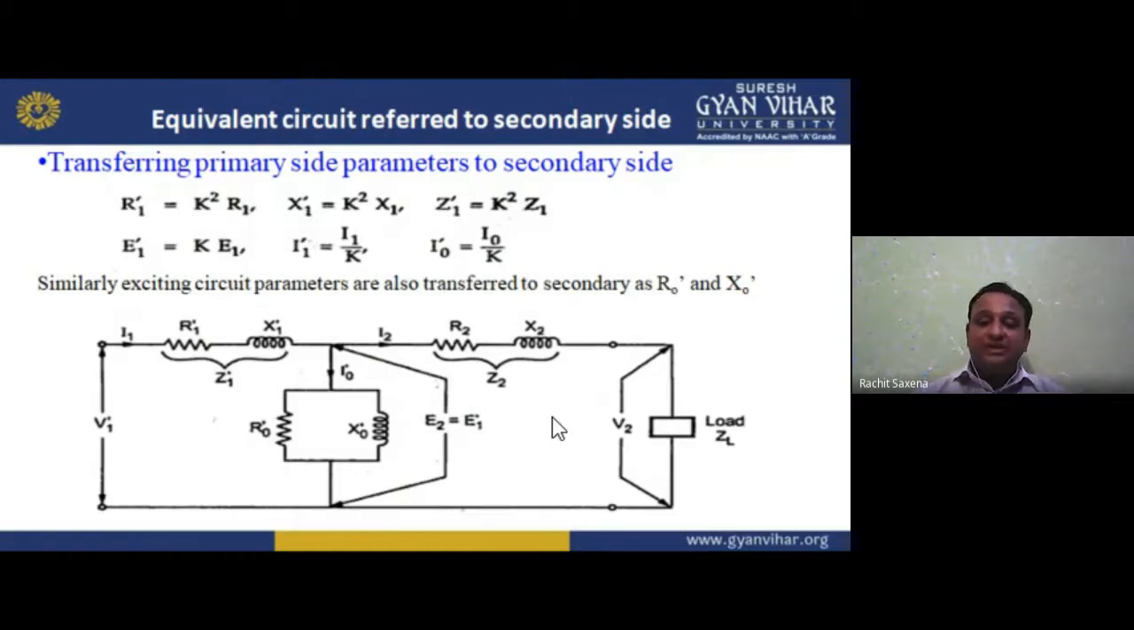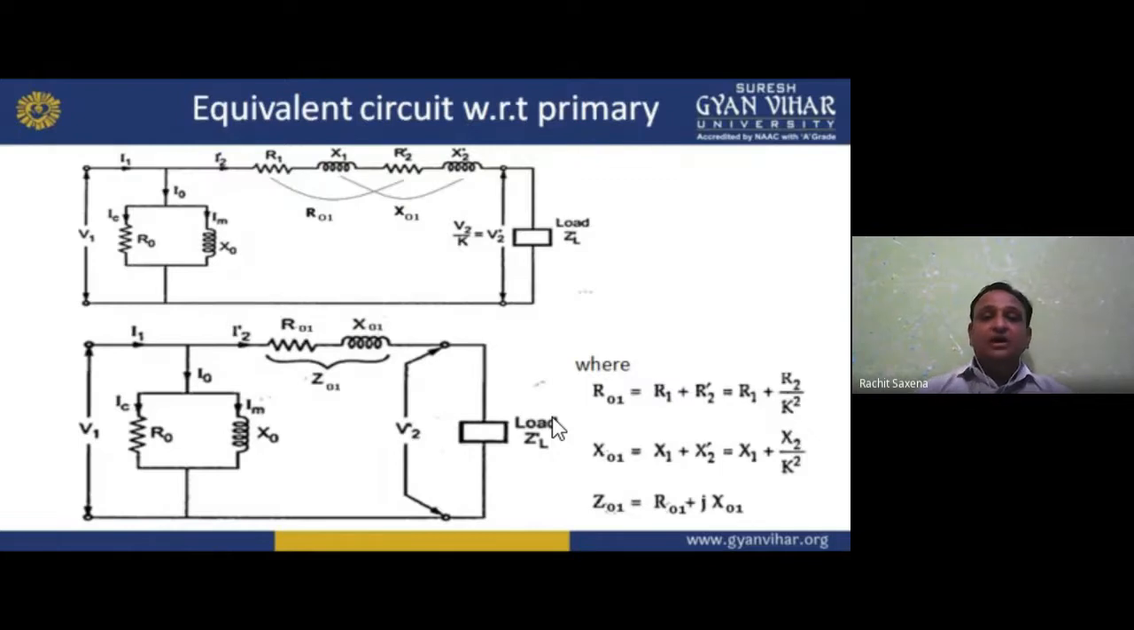I hope you understand. Now moving forward, equivalent circuit with respect to primary. Now see, IC, I0, I1, R1, X1, R2 dash, X2 dash. This will become R01 and this will become X01, the combination. And V2 by K is equal to V2 dash. So if I am transferring with respect to primary, we have this. So we can combine like this. Now the R1 plus R2 dash and X1 plus X2 dash we can say.